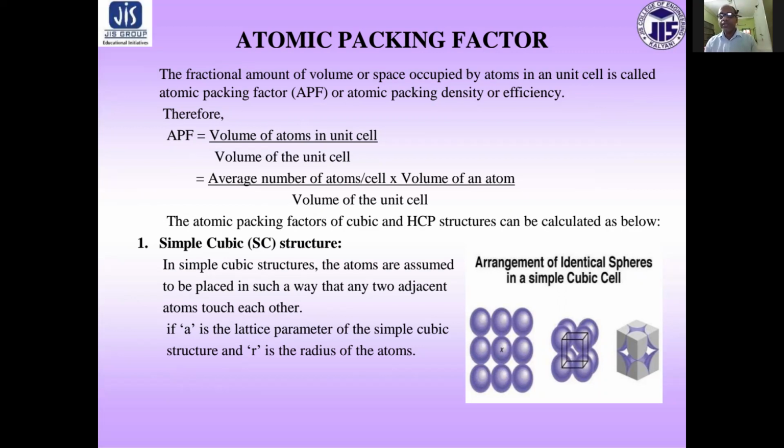In a simple cubic structure, as we can see in the figure, the atoms are assumed to be placed in such a way that two different atoms touch each other. If A is the lattice parameter of the simple cubic structure and R is the radius of the atom.